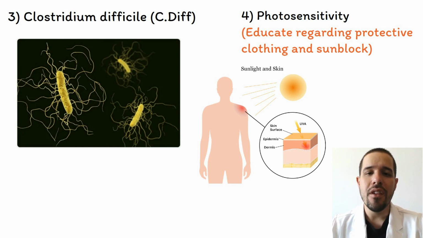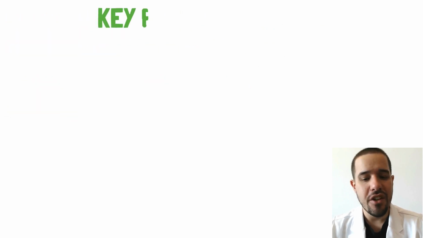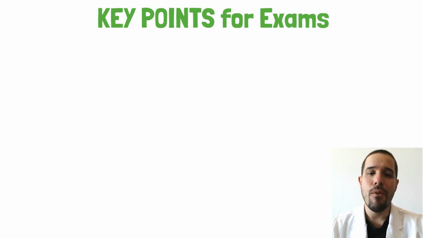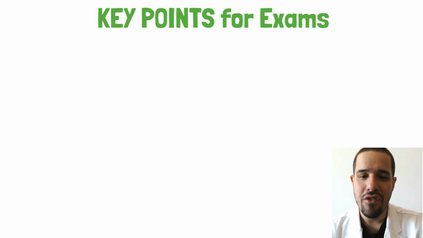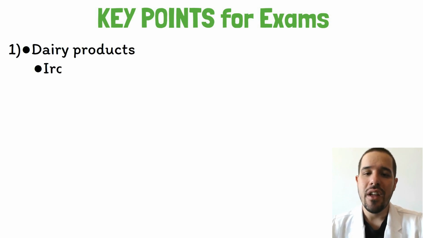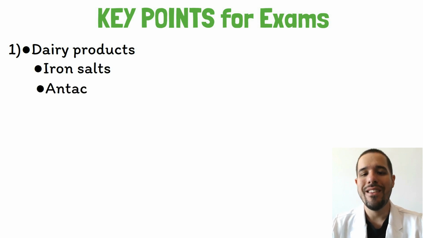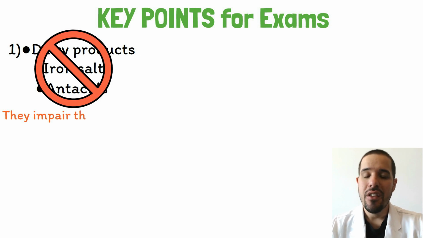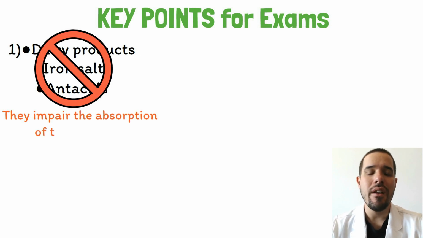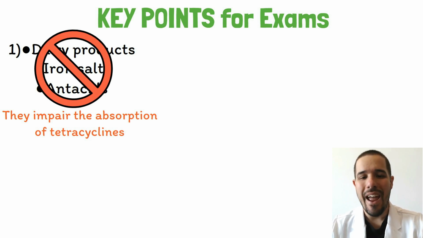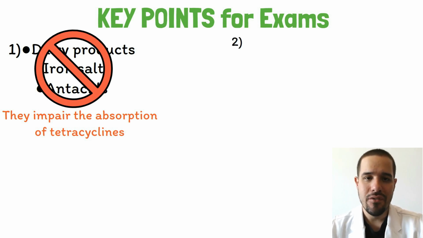So, to round up everything that we talked about into very digestible and nice bullet points for you and your upcoming exam, some key points to add to your notes and assist you in getting that A that you deserve include number one, while taking tetracyclines, you need to avoid dairy products, antacids, and iron salts. These are three things that greatly impair the absorption of tetracycline. So, again, avoid dairy, antacids, and iron salts.